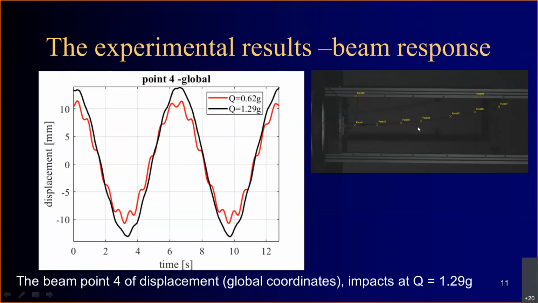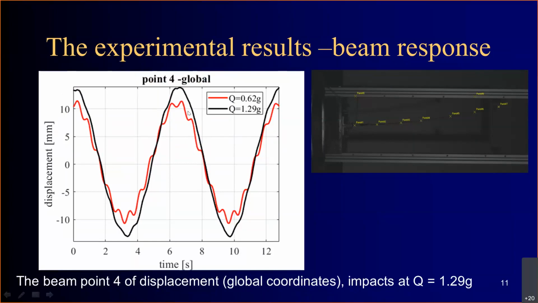This 0.4 is given here in the middle of the beam, according to the global coordinate system, and the disturbances, the higher harmonics of the beam response, are clearly visible. This is the red line of the plot. Nevertheless, the fluctuation of the system response decreases significantly while impacting occurred. This is the black point.